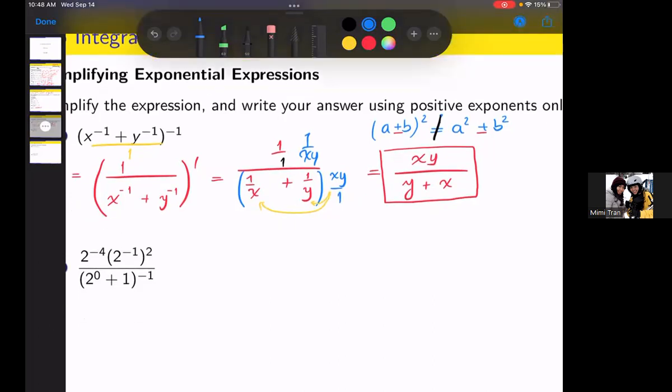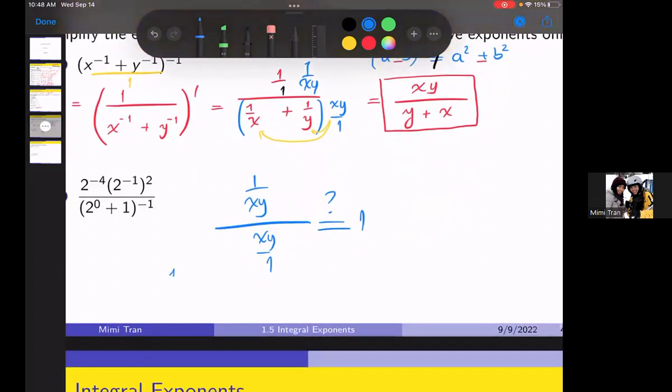Don't write this down. 1 over xy divided by xy over 1. Is this equal to 1? No, right? Let's do this by division. 1 over xy divided by xy over 1. Flip and multiply. Sorry, I'm writing y here. 1 over xy times 1 over xy, which is 1 over x squared y squared, which is not what we want, right? We want to multiply by 1 so we don't change anything. At the same time, we'll be able to simplify.